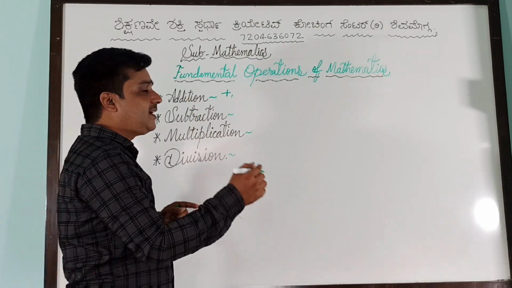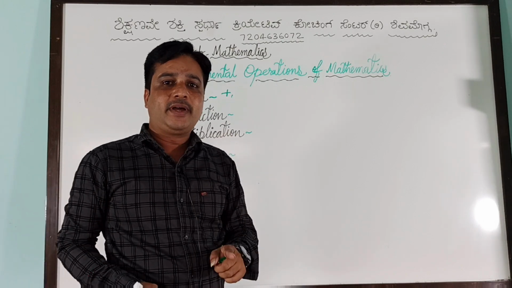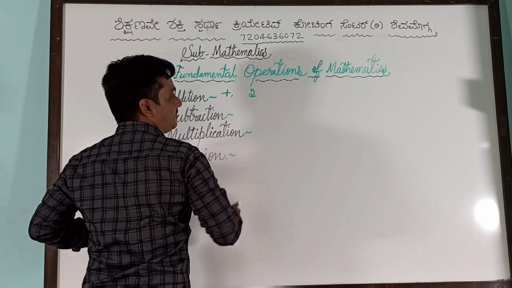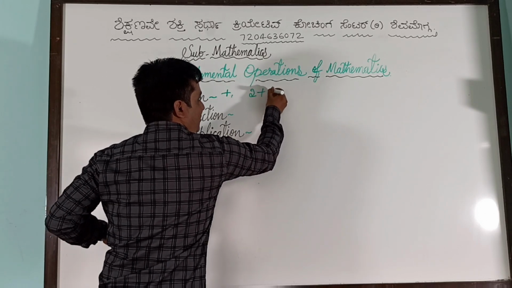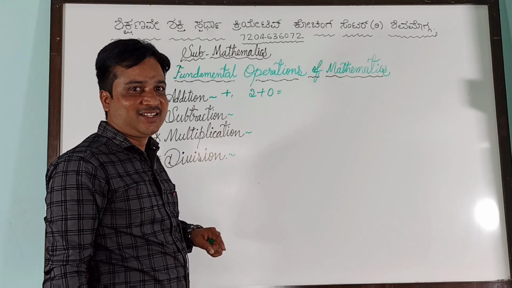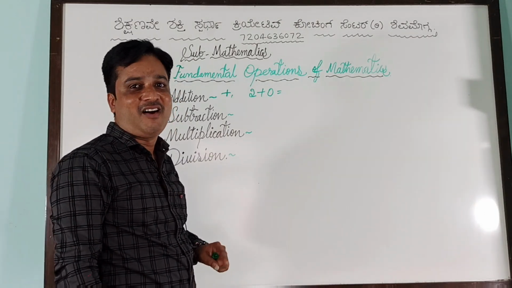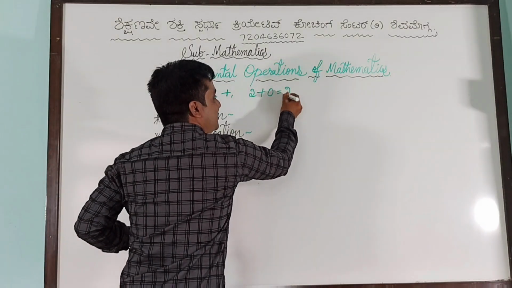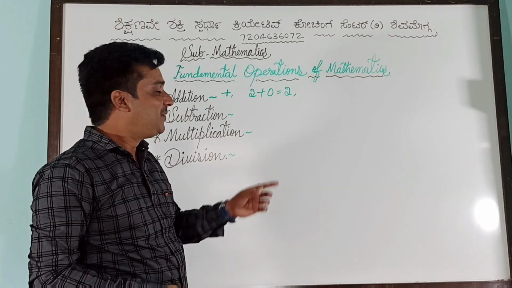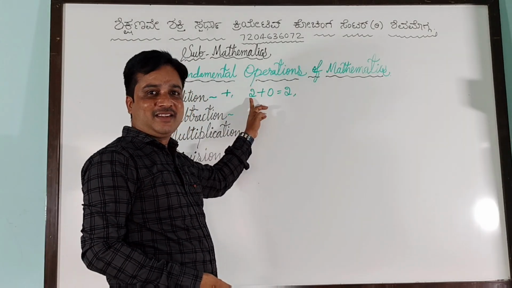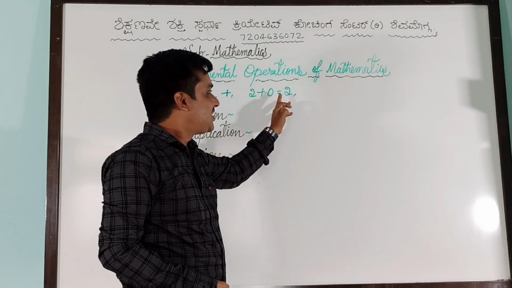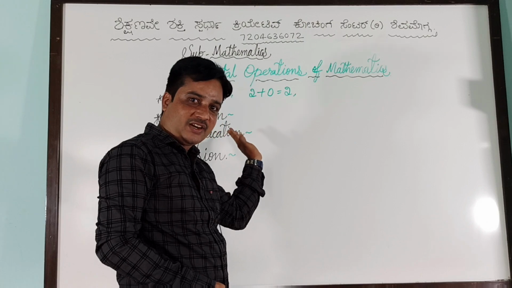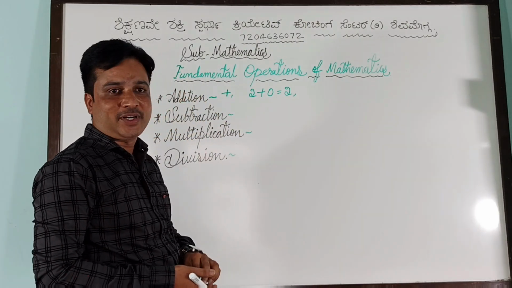Here see, any number added by 0, the sum will come what? The same number or the number itself. Here 2 plus 0 is equal to how much? 2. Any number added by 0, the sum will be the same number or the number itself. Okay, this is the first property of addition.